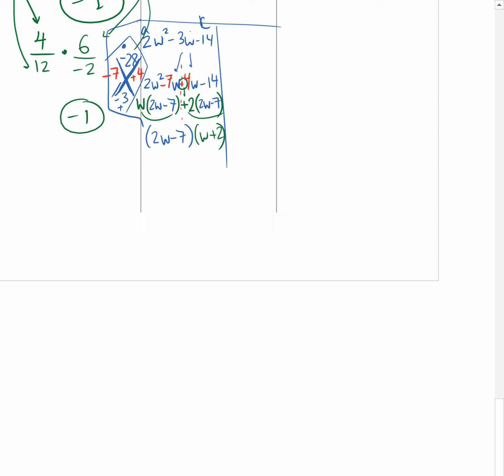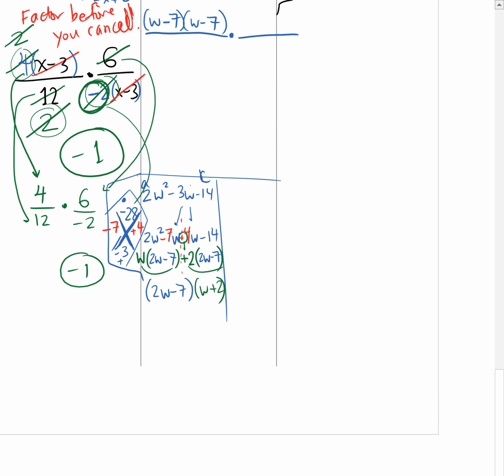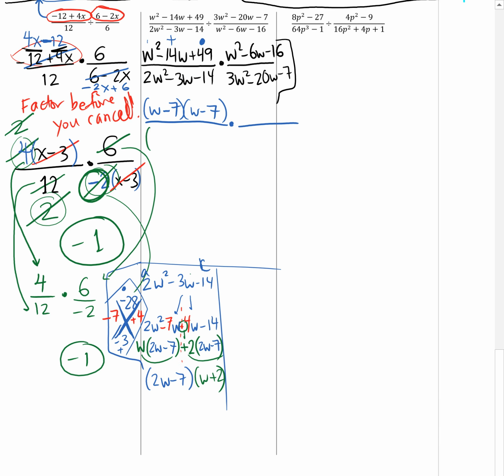Okay. So we got that guy. Now that's the factorization of the... I already forgot which one that was. So 2w minus 7w plus 2. Oh yeah, that was the denominator here. 2w minus 7 w plus 2.